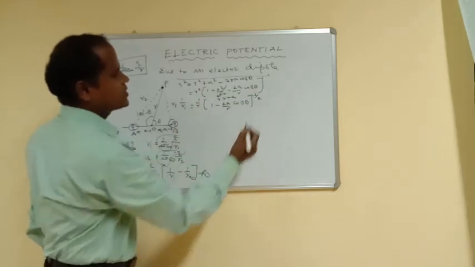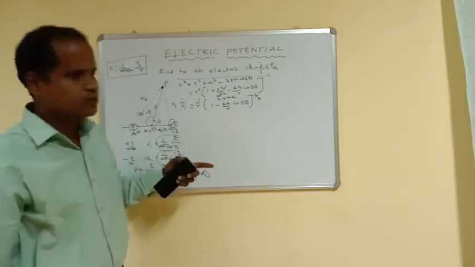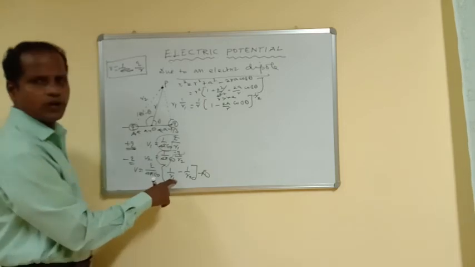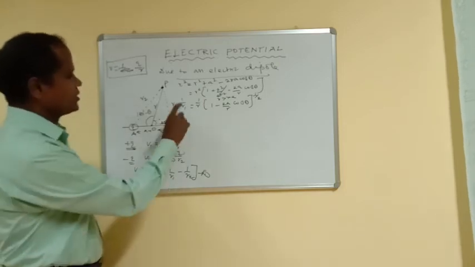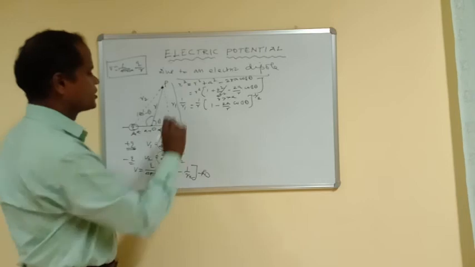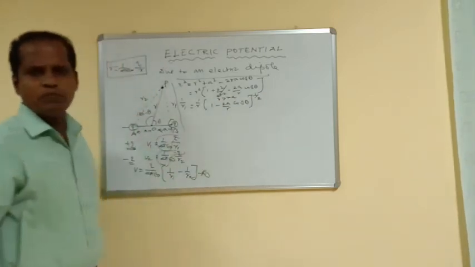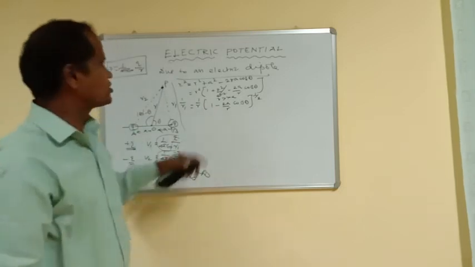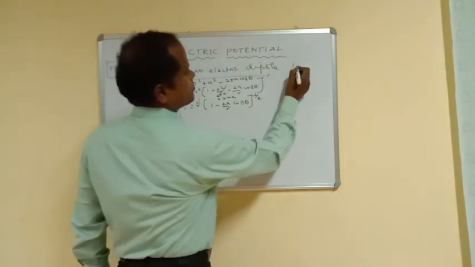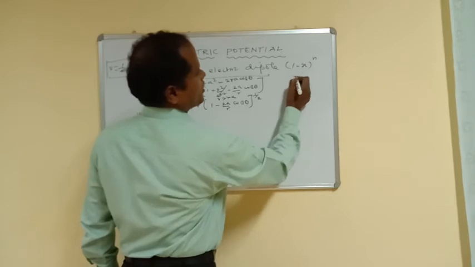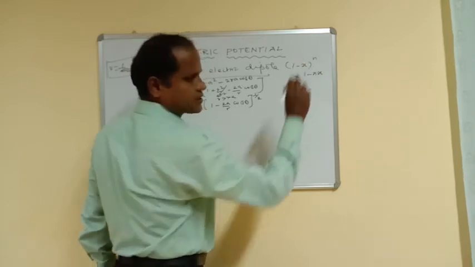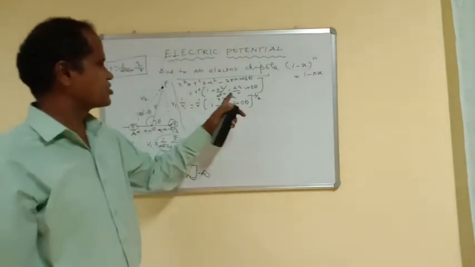Taking the reciprocal, because we need only 1 by R1. Next, using the binomial expansion, you know that (1 minus x) to the power n is equal to 1 minus nx, where the higher terms are neglected. So you substitute this one.